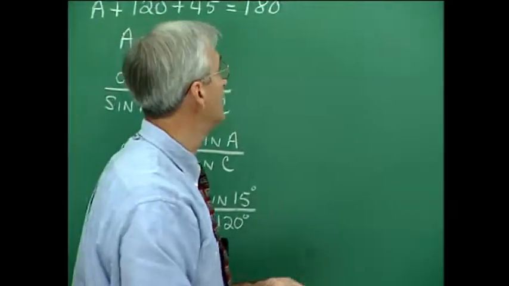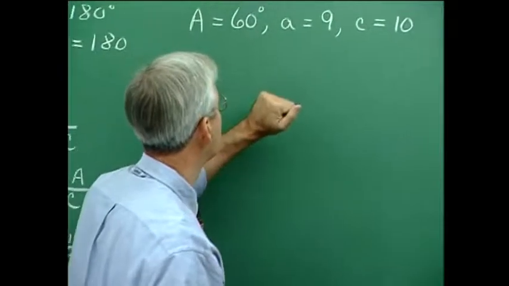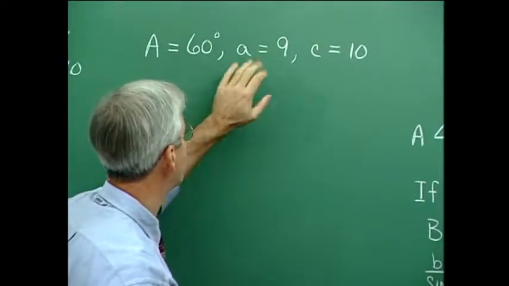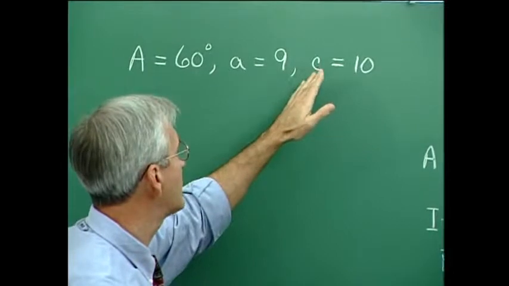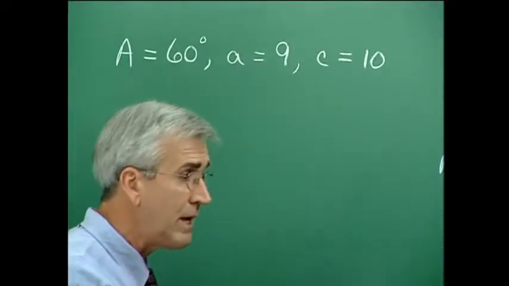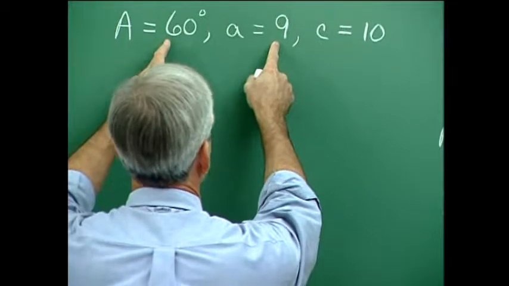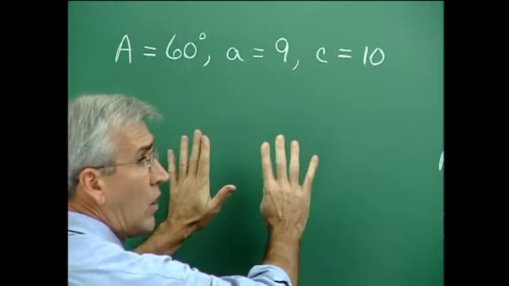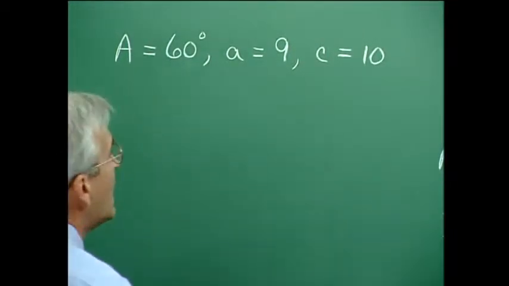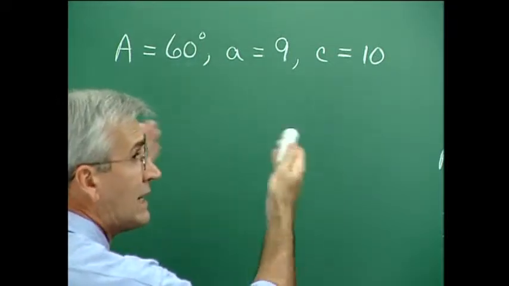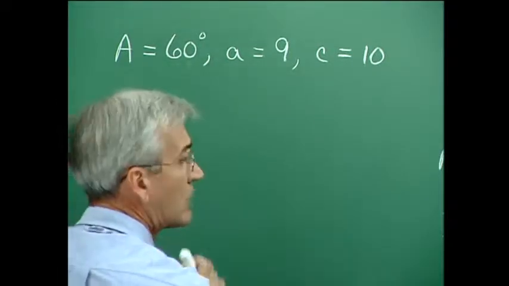Now consider this one. We have angle A is 60 degrees, side A is 9, and side C is 10. Now we meet the criteria for using the law of sines here because we have the length of one side and we have two other bits of information, and we have an angle side opposite pair. So we use the law of sines on this problem. Okay, now we haven't drawn the triangle. We don't need a drawing of the triangle here to use the law of sines.